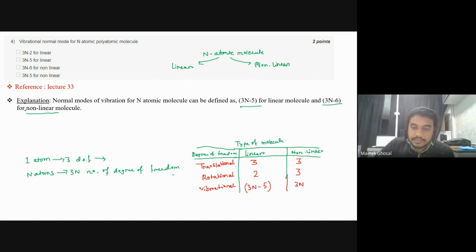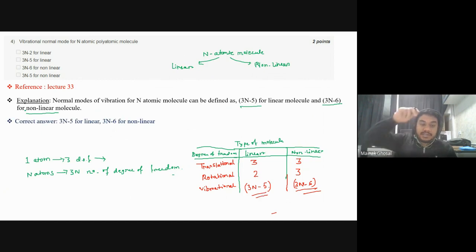molecule. Similarly, for a non-linear molecule, since translational motion and rotational motion both have 3 different degrees of freedom, the total number of vibrational degrees of freedom will be equal to 3n minus 6. So for a non-linear molecule, the number of vibrational degrees of freedom or normal modes is 3n minus 6. For a linear molecule, this will be 3n minus 5. So this is your answer that you wanted to find here. That is 3n minus 5 for linear, 3n minus 6 for non-linear.